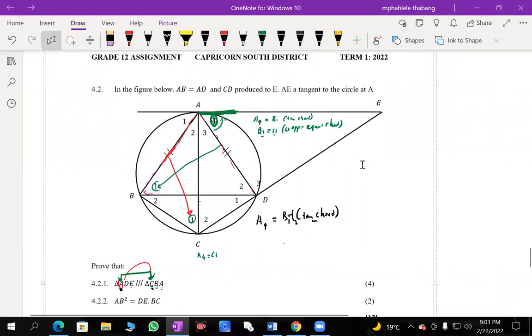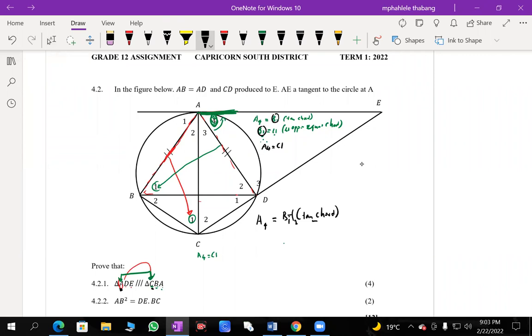Is there any argument that B1 equals C1? Does anyone want to challenge that? Or it doesn't make sense that B1 equals C1? Yeah, it makes sense. Therefore, we can conclude that A4 is equal to C1.